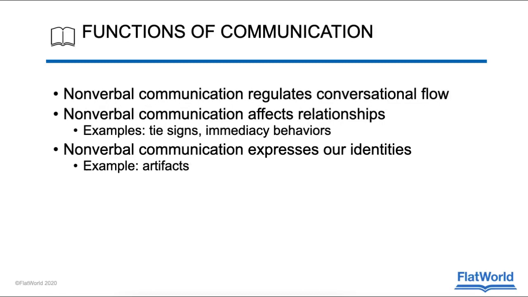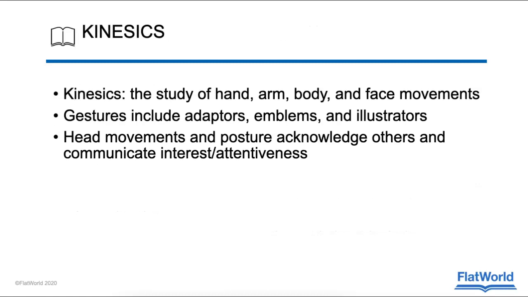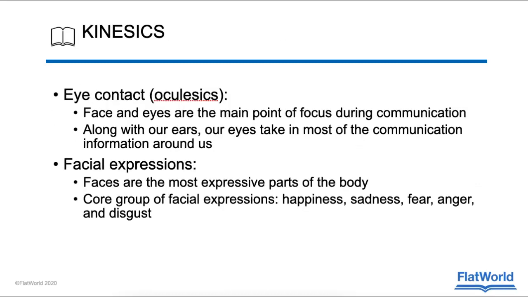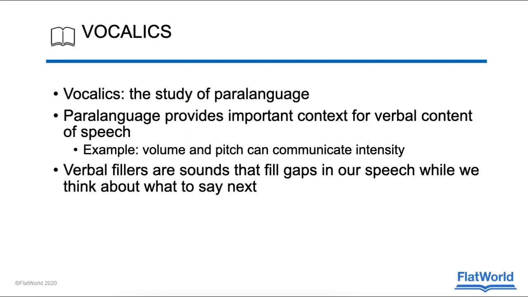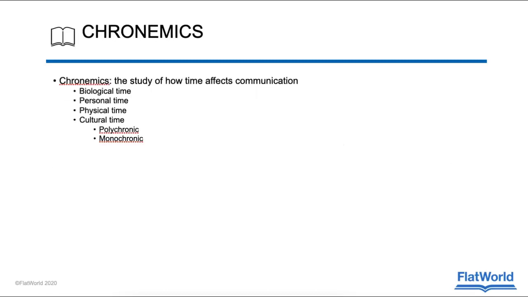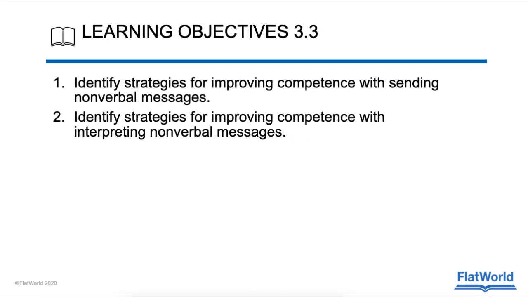So skip over objectives 3.2. I don't want to bore you with these. You can read them. It's just the basics of what each thing means. There's definitions here like eye contact, facial expression. A lot of this you're going to already know. Haptics, we could talk about that. Vocalics. Lots of different information here that you need to be aware of, but they're in your text, so I'm not going to bore you with them. We're going to move on to learning objectives 3.3.